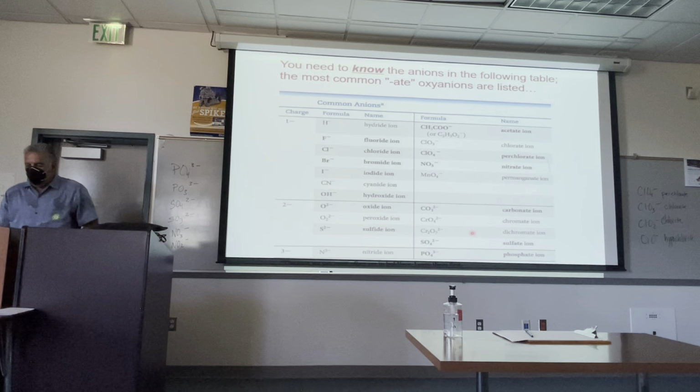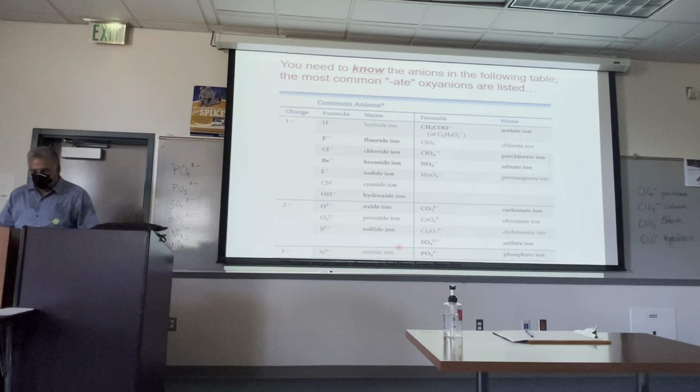Right, you need to know the anions in the following table, for the most part. I'm not going to hold you to all of that, but you've got to know HF, the halogens, cyanide, hydroxide, acetate, and then the chlorate series, and the nitrate series, and either permanganate or chromate. You need to know those and dichromate. Yeah, so all of these.